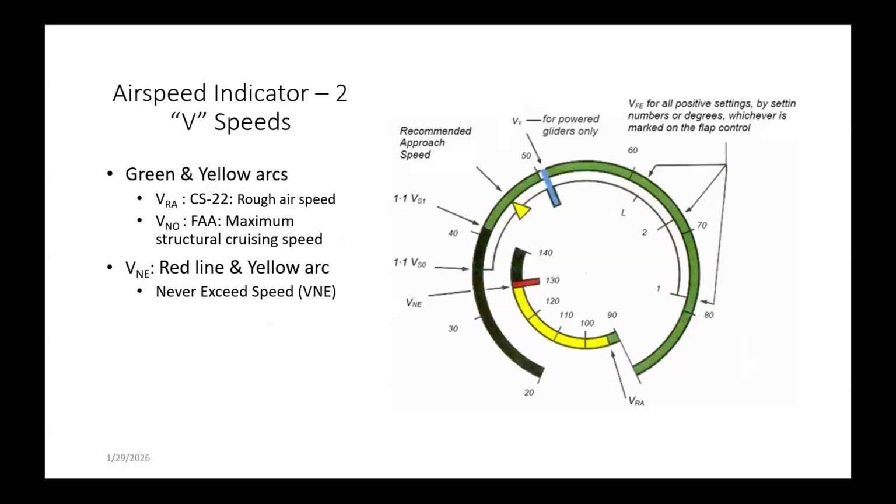Now, VNO, okay, it's marked. In the United States, we talk about the top of the green arc as VNO. In CS22 terms, it's called VRA. The key with this one is that's when the atmospheric conditions, gusts, the loads on the aircraft can exceed the structural limitation of the airframe.